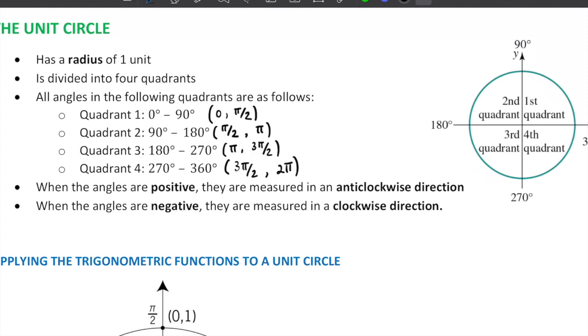So we know that whichever way we look at it, it's a full revolution. So when the angles are positive, they are measured in an anti-clockwise direction. And when the angles are negative, they're measured in a clockwise direction. For a majority of the work that we're doing in this course, we will be looking mostly at positive angles, but just keep in mind that we can have negative angles as well.